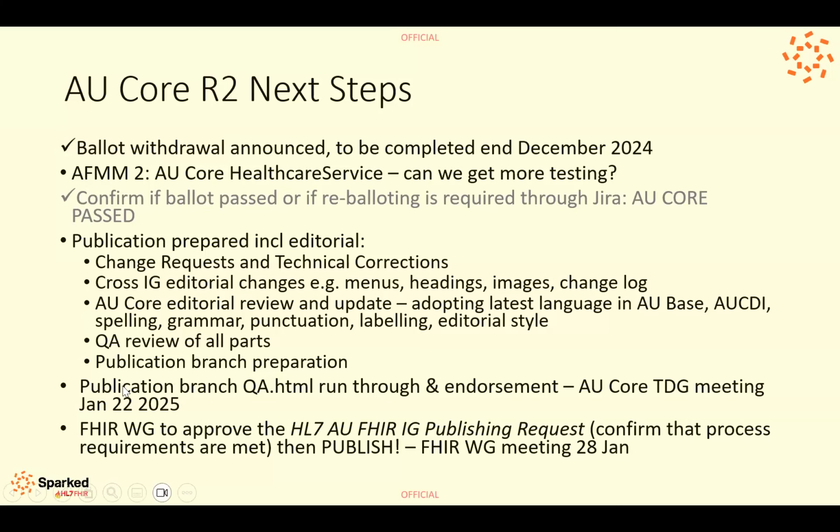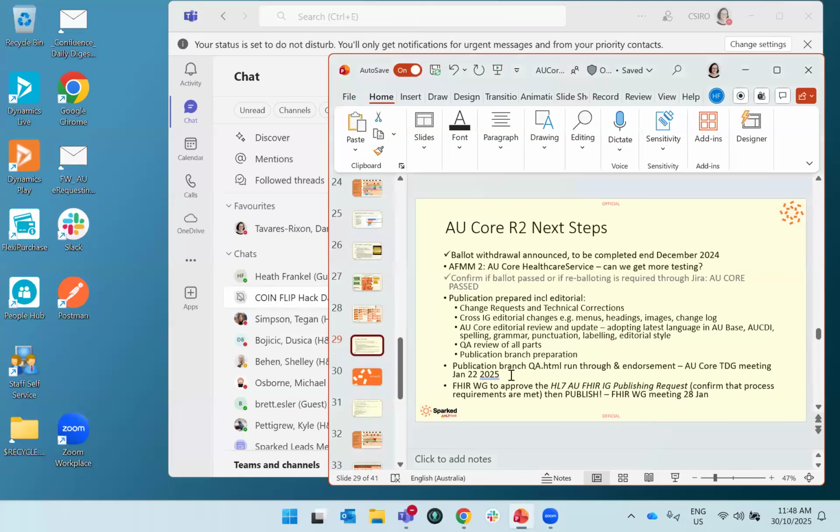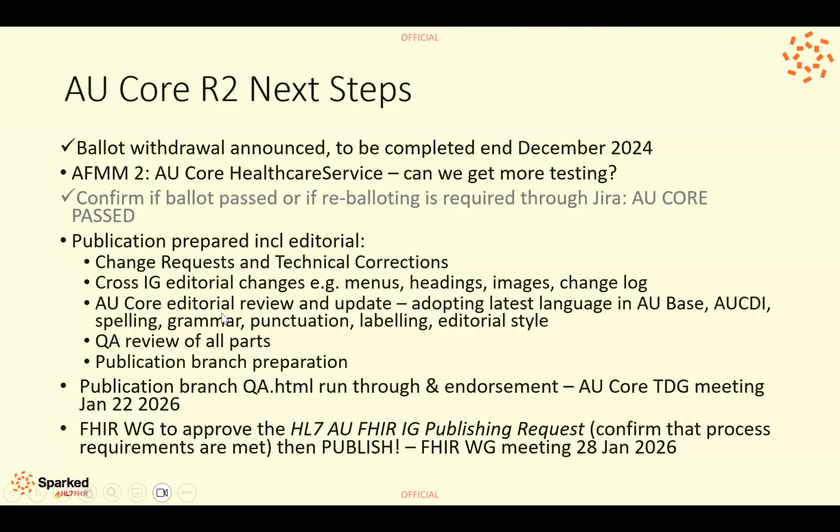So then talking about timings, we would freeze the AU Core content prior to January 22nd, because that's the date of the first meeting back in 2026. Oh, that says 2025. That is 2026. We are not time traveling. Let me just fix that. We need to have fully completed all changes and have a publication branch ready to go for the AU Core TDG call on the 22nd of January. So I think that is putting in frame when we would need the content by.